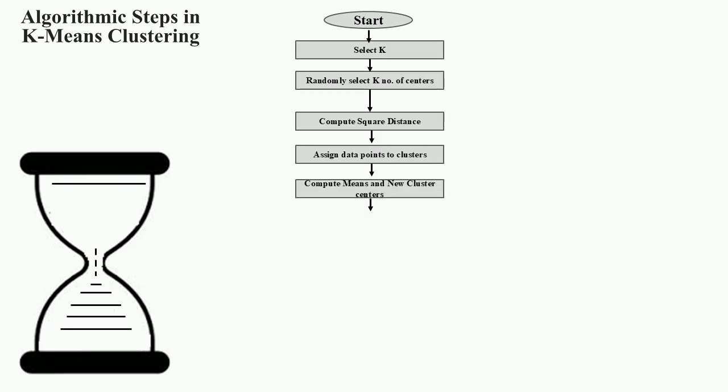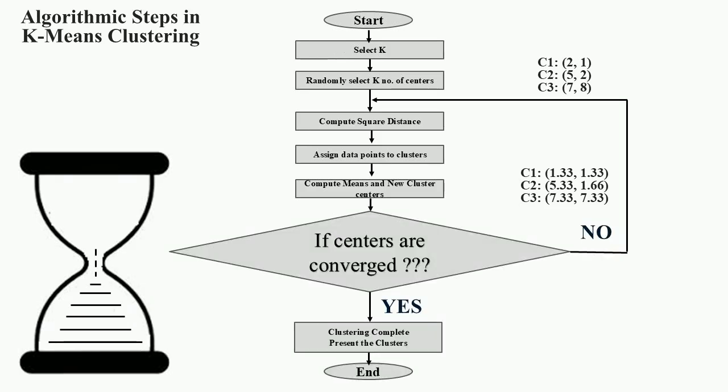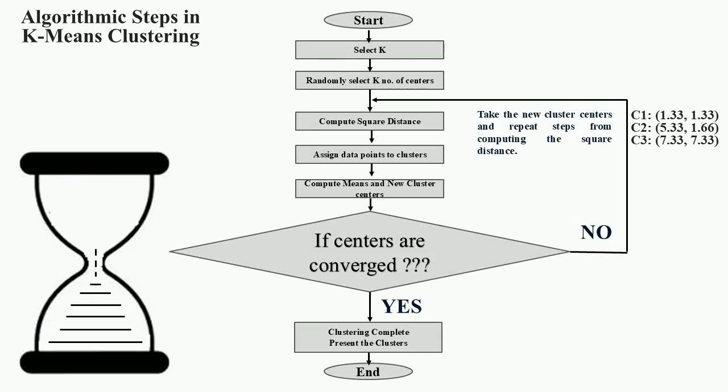In step 5, compute the means of cluster data points and generate new cluster centers. Here are the new cluster centers as computed in previous slides. Step 6, the check for convergence of cluster centers. If the cluster centers are converged, then clustering is complete, or take the new cluster centers and repeat from step 3 to step 6 as part of the next epoch.